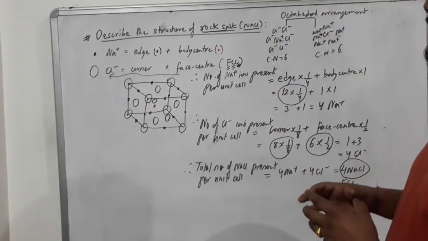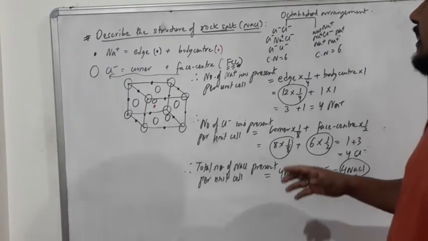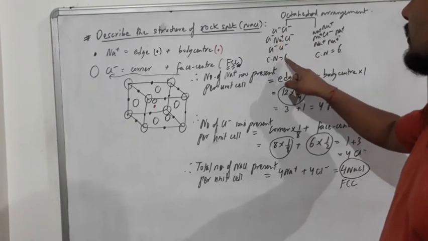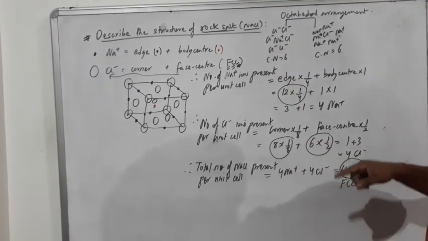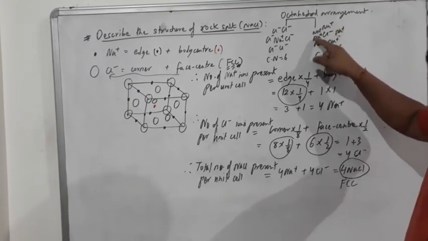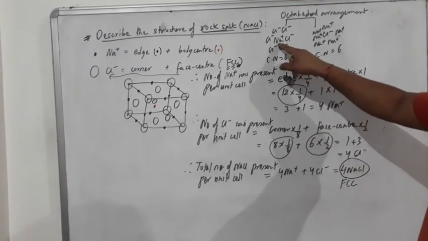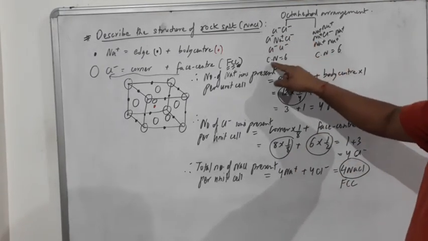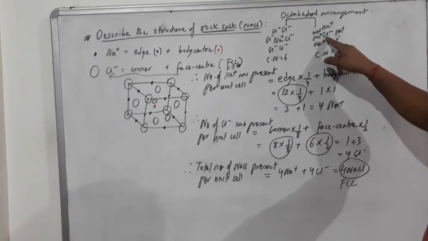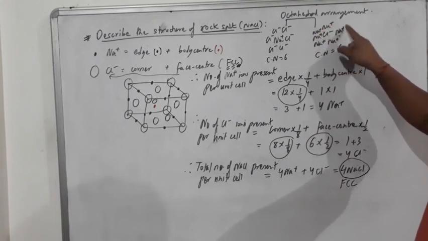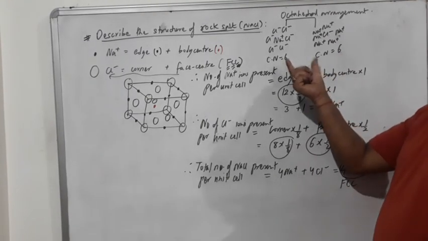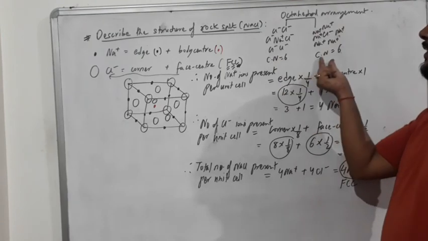Then they may ask you about the coordination number. State the number of chloride ions which surround a sodium ion. So the answer is 6. Similarly, they may ask you to state the number of sodium ions which surround a chloride ion. Again the answer is 6. So what is the coordination number of one sodium ion which is surrounded by chloride ions? Again the answer is 6. And what kind of arrangement do they show? The answer is octahedral arrangement. Why? Because the coordination number is 6.